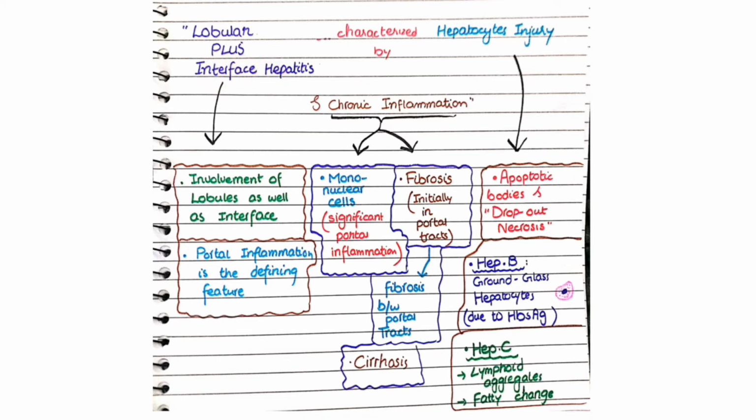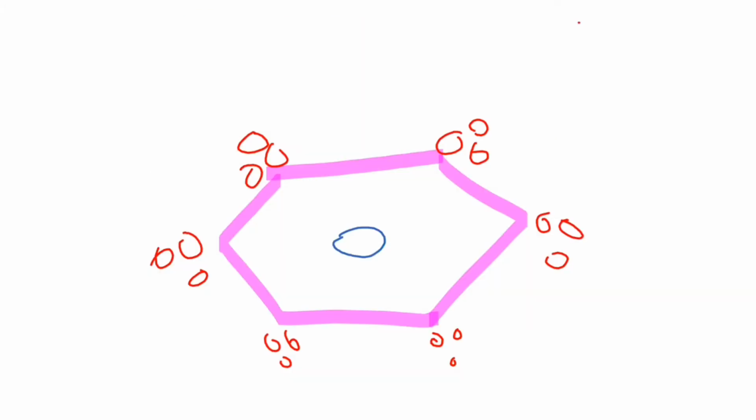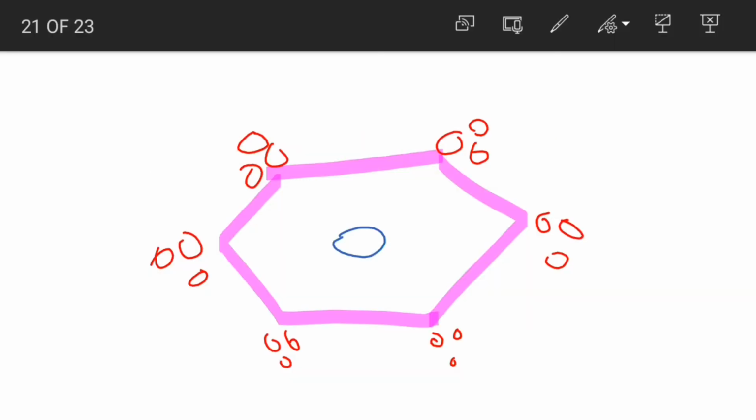Now the first keyword is lobular plus interface hepatitis. So what does this mean? This means that there is involvement of lobules as well as the interface of lobules. You know that in acute viral hepatitis, we studied that the areas of necrosis were present in the form of small spots throughout the hepatocytic lobule, and interface hepatitis was absent. But in chronic viral hepatitis, interface hepatitis is present as a defining or characteristic feature.